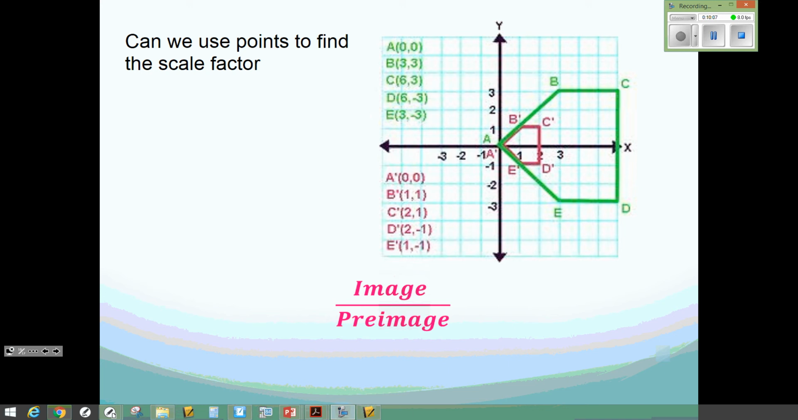So, table 6, what did you guys come up with for the scale factor? Okay, 1/3. How'd you come up with 1/3, Sydney?